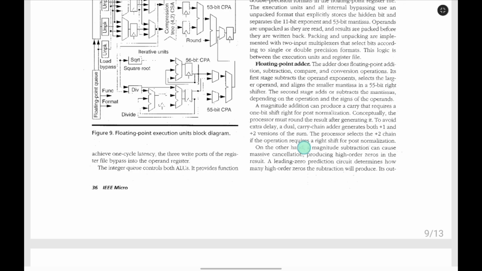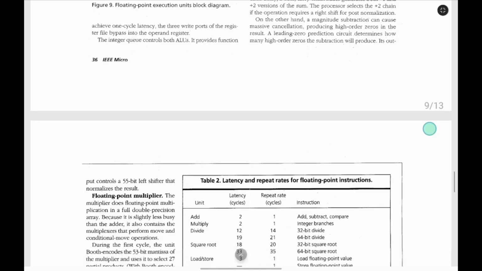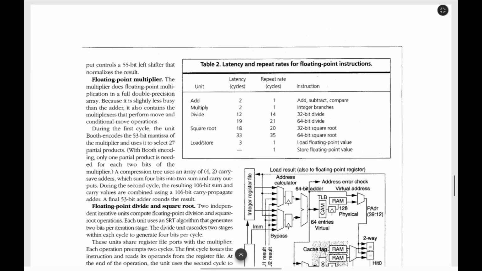On the other hand, a magnitude subtraction can cause massive cancellation, producing high order zeros in the result. A leading zero prediction circuit determines how many high order zeros the subtraction will produce. Each output controls the 55-bit left shifter that normalizes the result.